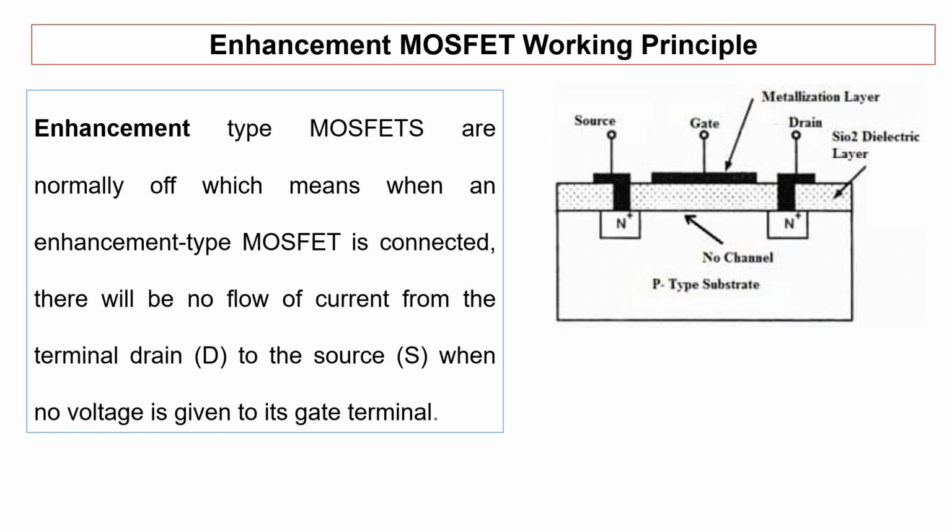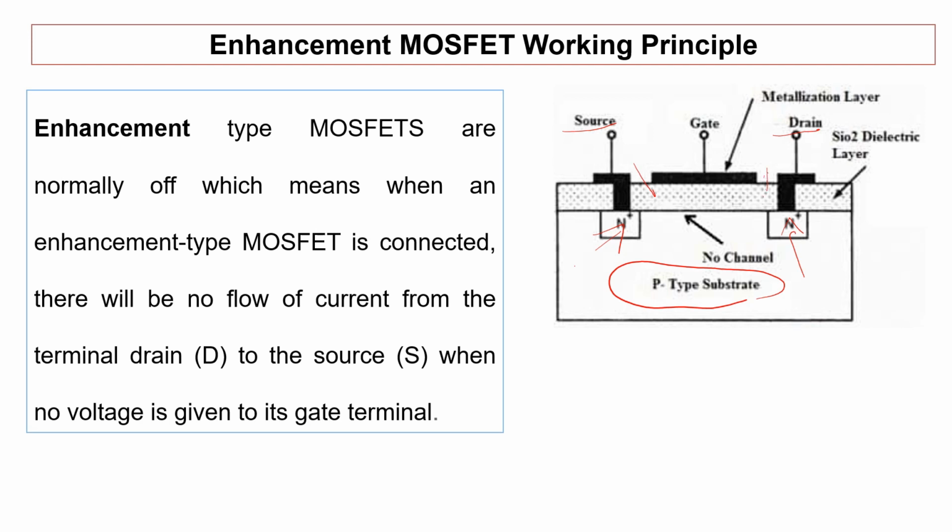Next is the working principle of the enhancement mode. The enhancement type is considered normally off, which means that when an enhancement type MOSFET is connected, there will be no flow of current from the drain terminal to the source when no voltage is applied. Let's see this in the construction part. It consists of a P-type substrate and two heavily doped N plus regions, which form the source and drain, and these are isolated from the gate. There is no connection to the gate here.